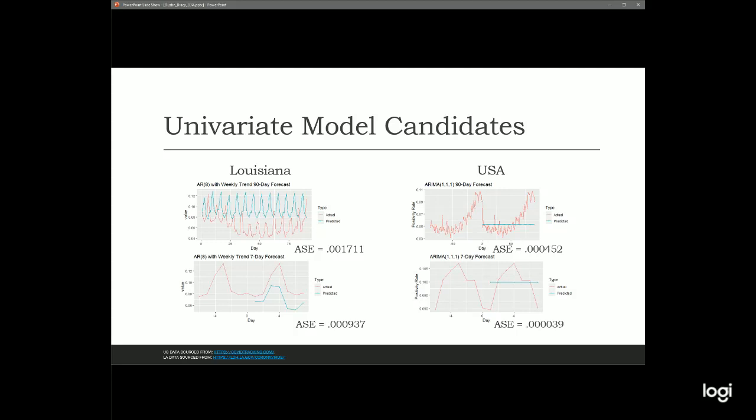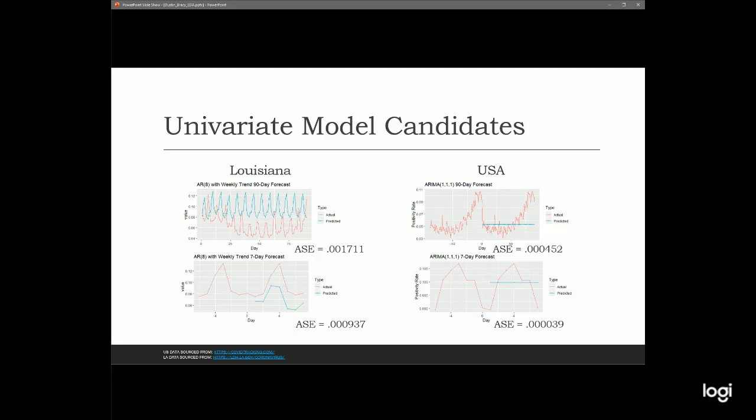All right, so here are my model candidates. For Louisiana, I'm going with an AR(8) with a weekly trend, and that's actually over-predicting a little bit on the 90-day forecast, and you can see that it's not exactly following the trend. It gets a little bit out of sync with that 7-day cycle, indicating that maybe it's not perfectly weekly. And then in the 7-day forecast, it's actually under-predicting a little bit, but still a pretty low ASE score there.